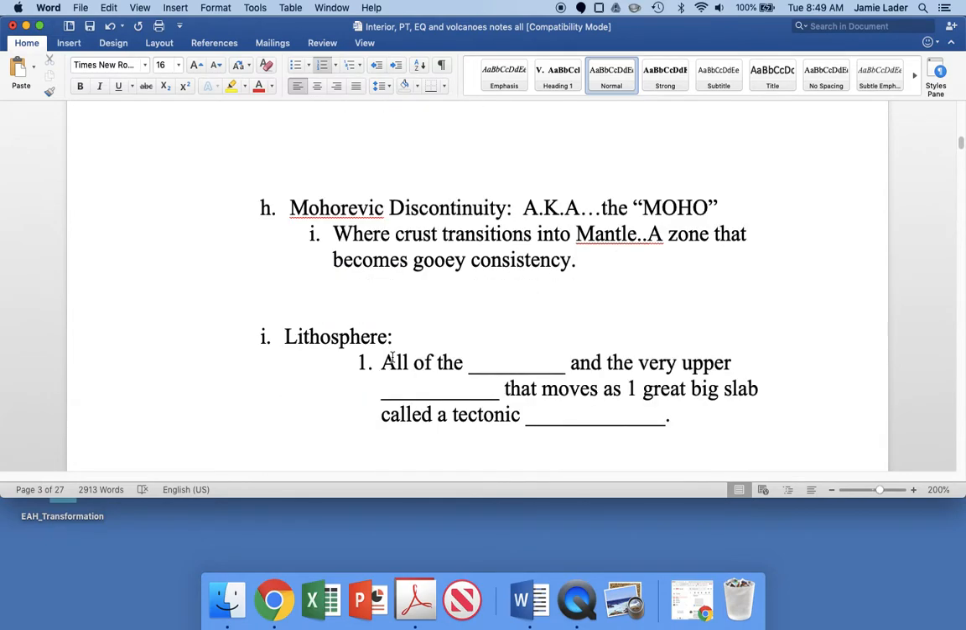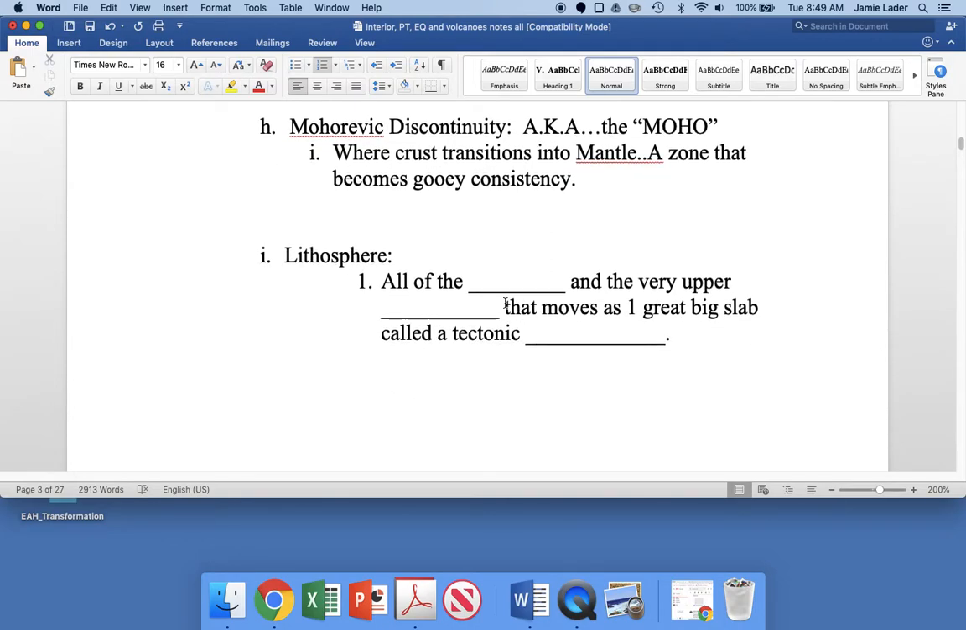The Moho, or the Mohorovicic discontinuity, we call it the Moho. The Moho is just the boundary where the crust ends and the mantle begins, if you're going down. If you're coming up, it's where the mantle ends and the crust begins. So where crust transitions into mantle, a zone that becomes gooey consistency, that is called the Moho. It was discovered by a guy by the name of Mohorovicic, and for short, people call it the Moho.